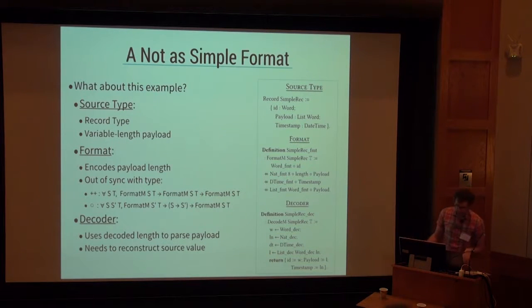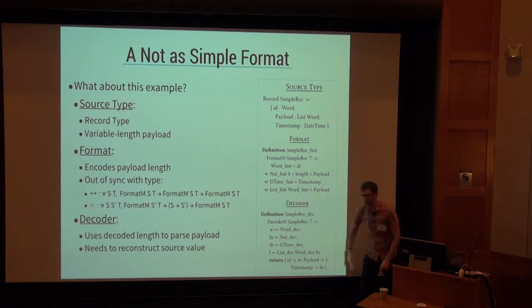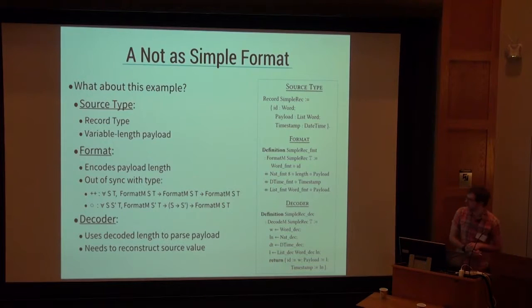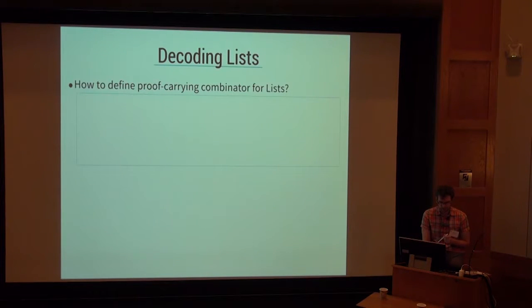And then when it's done, we need some way of reconstructing the source value, but we've decoded all these values already. We have the ID, we have the date and time, and we have a list, and we can just use the record constructor to glue everything back together. So that's good, that's great. I hope. So things are a little bit out of sync, but we could imagine we can write combinators for these things, right? Or these proof-carrying combinators. And indeed, you would expect that.